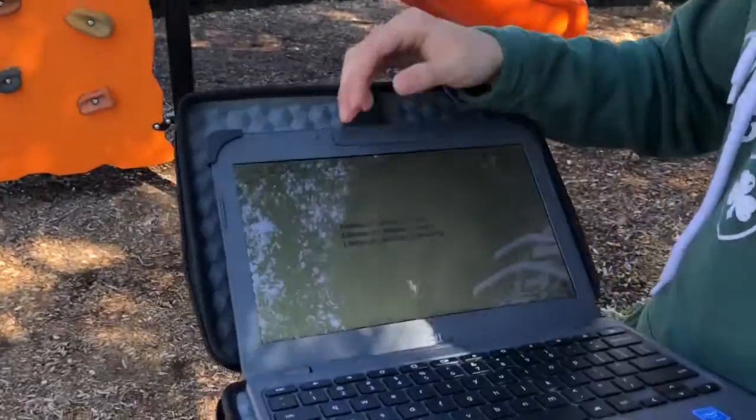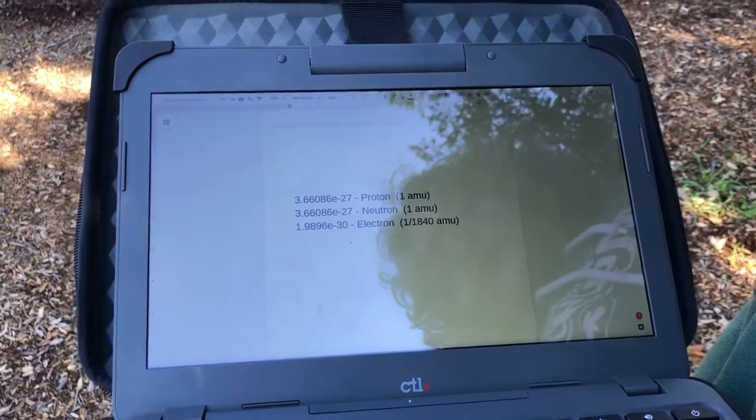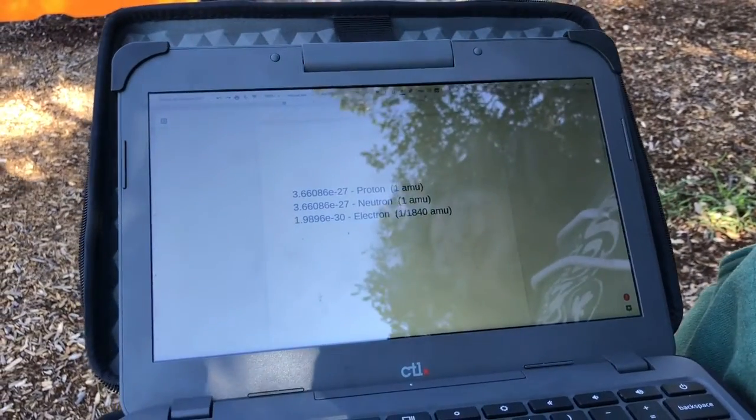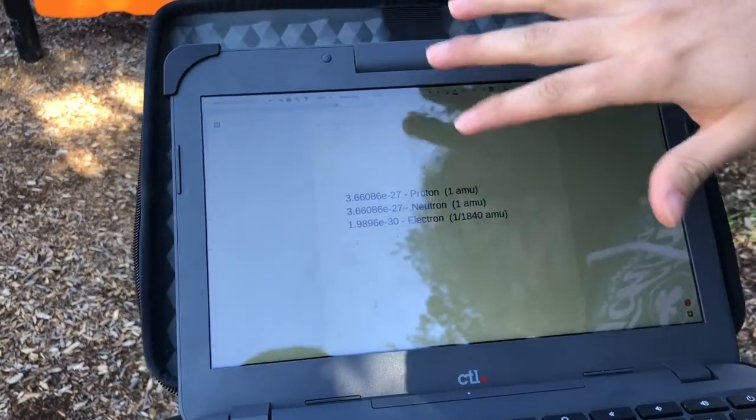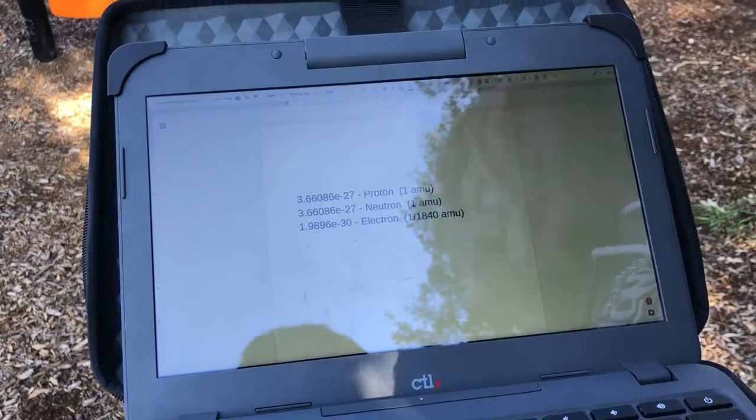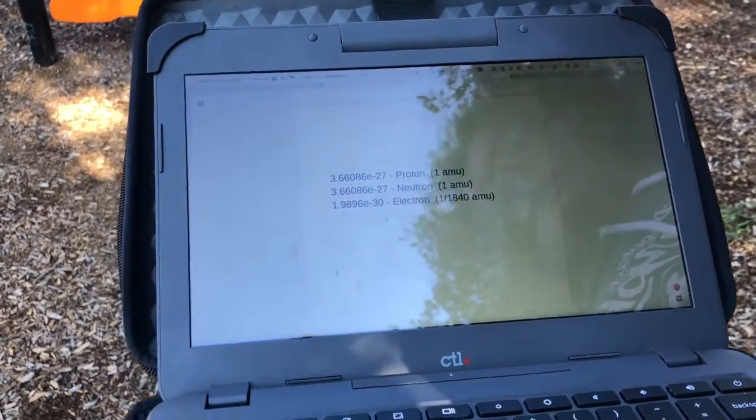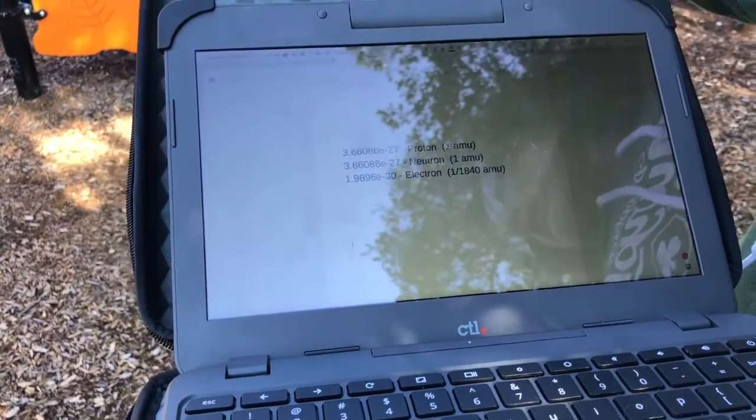So, a proton would weigh 3.6602 times 10 to the negative 27. This is just a representation of what they would weigh. An electron would weigh significantly less than that, 1.989 times 10 to the negative 30. And so, that's how much they weigh.